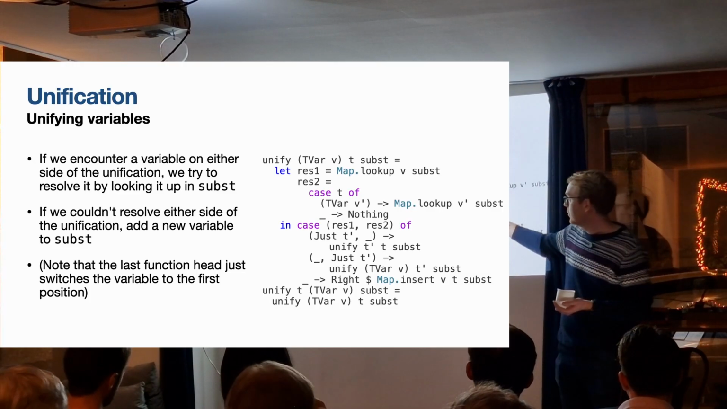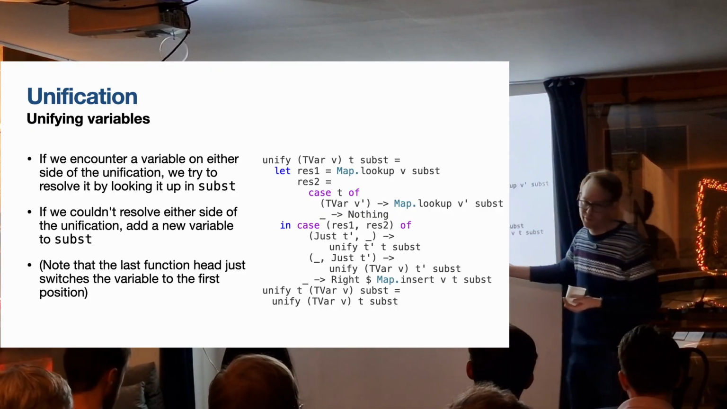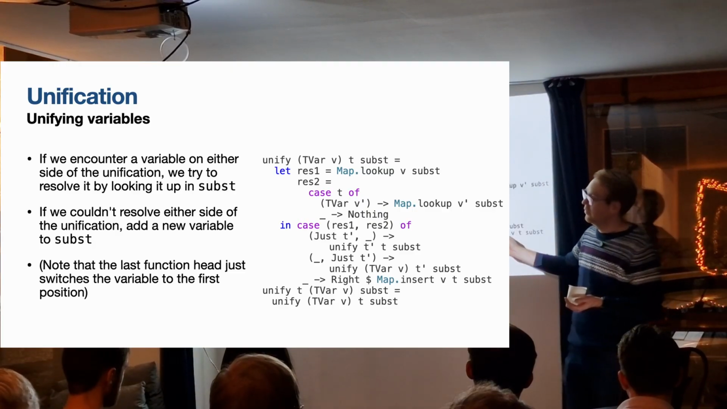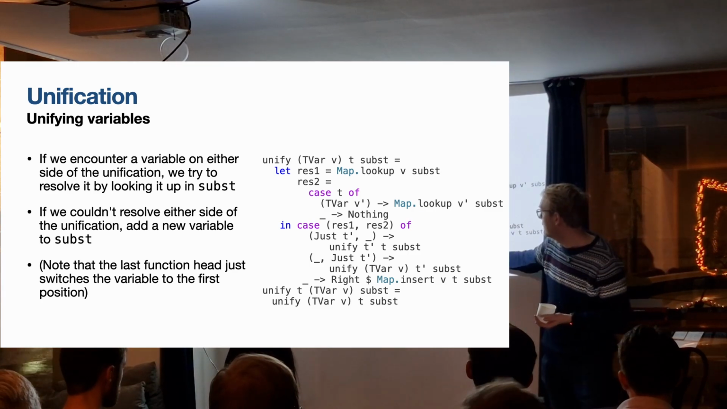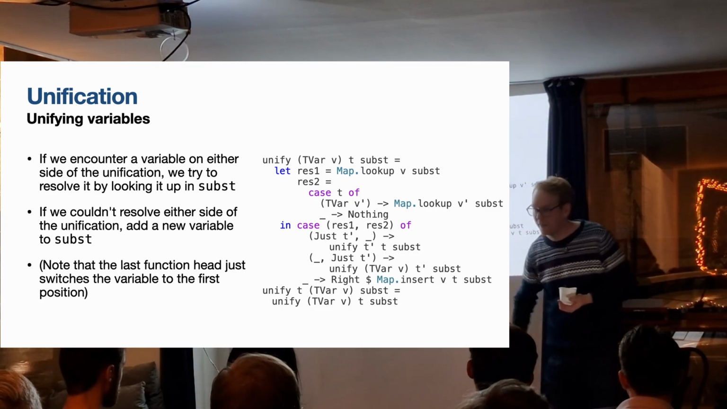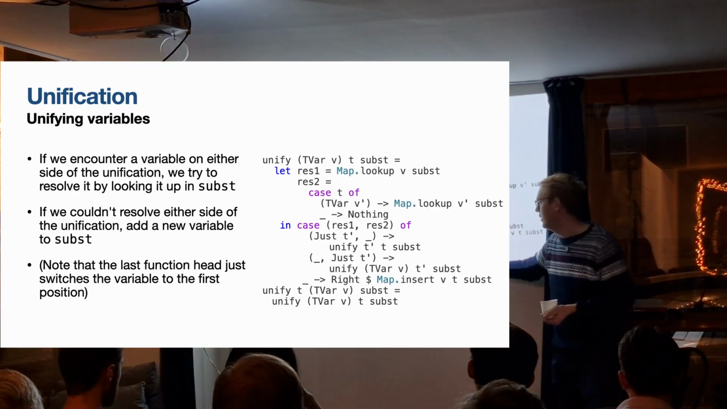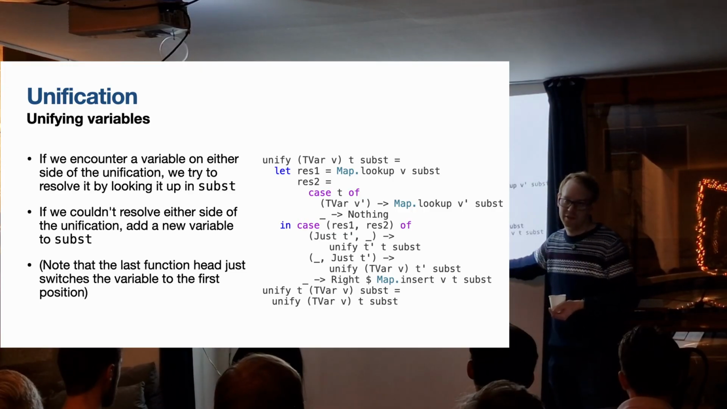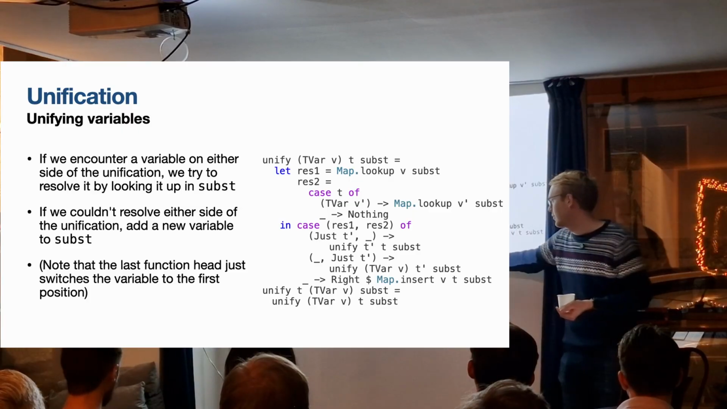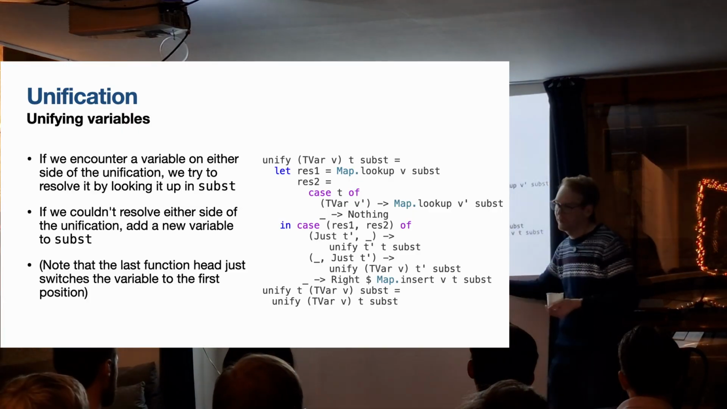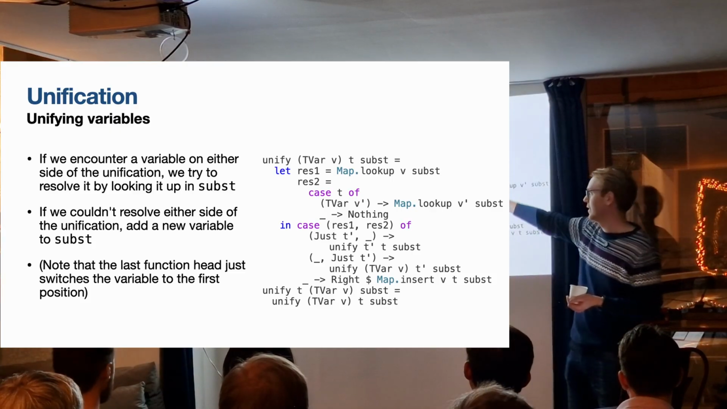And like I said, we do the same thing if we could resolve the other side, if we had already seen that one. And we have another case here that flips the arguments, because it shouldn't matter which of these two types is a type variable. So in order not to have to implement the same algorithm twice, we just call this again, but with the arguments switched. So we always get the type variable as the first argument, because then we only need to cover one case here.